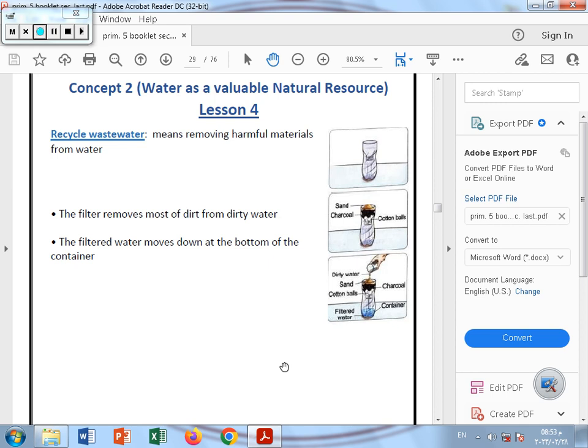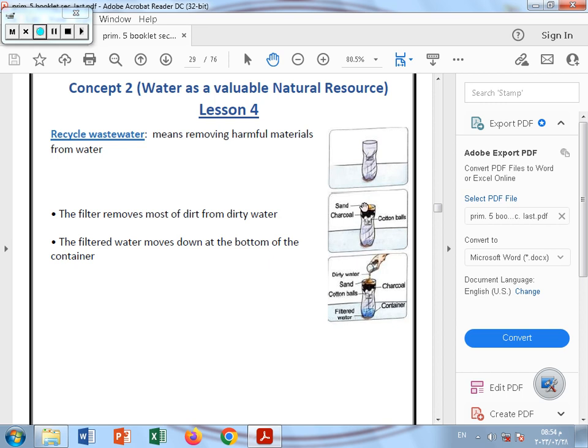We can get a bottle, cut the bottle into 2 halves and put this part of the bottle upside down like this. Then in the bottom we will put cotton balls. So firstly we put cotton balls. Second we can put charcoal. It's a type of biofuel, as we said last year. The charcoal comes from wood. It can filter the water.